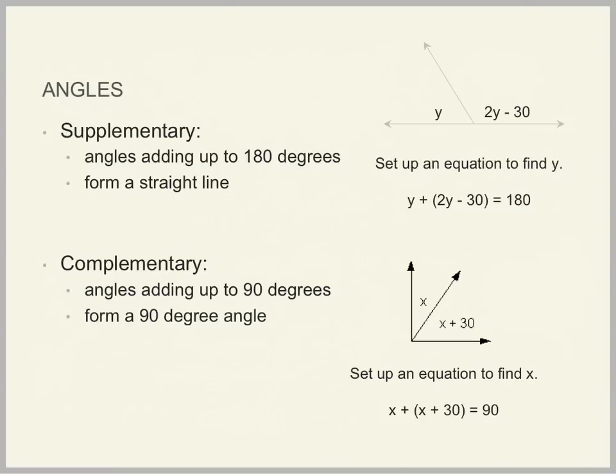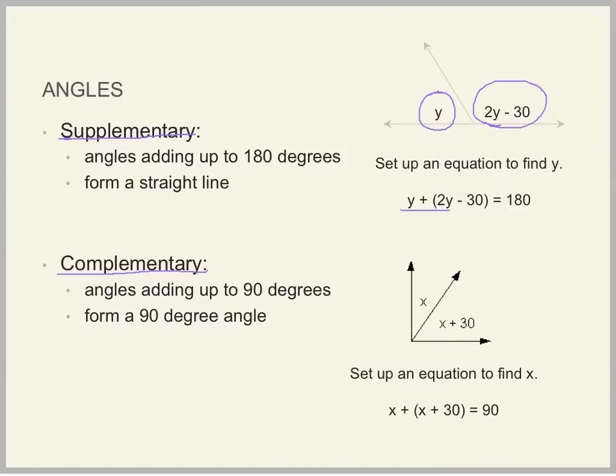2 key terms when looking at angles are the ideas of supplementary angles and complementary angles. Supplementary angles add up to 180 degrees and form a straight line. In this example, we do not know the 2 angle measurements, but we can use an equation to find those angle measurements. y plus 2y minus 30 equals 180.